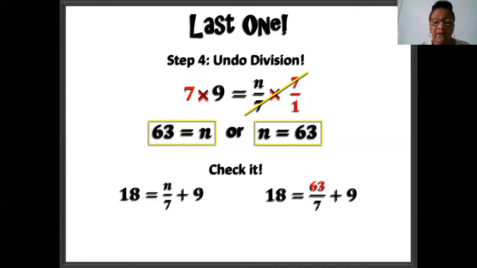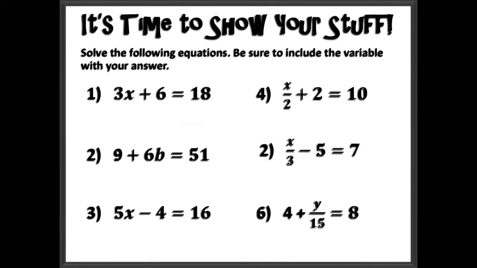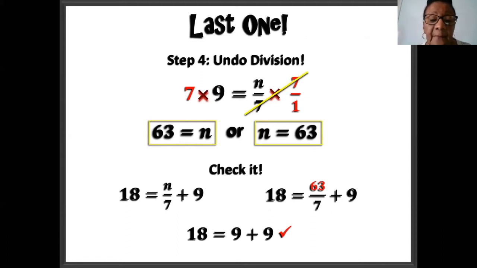So we now have 18 is equal to 63 divided by 7 plus 9. And so 18, 9 plus 9. Let's call it, slow down for some of them, please. Pardon? Slow down for some of them, please. All right, I'm going too fast. Where? Right here?